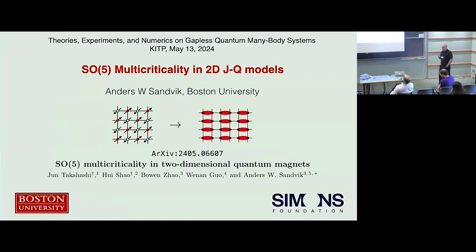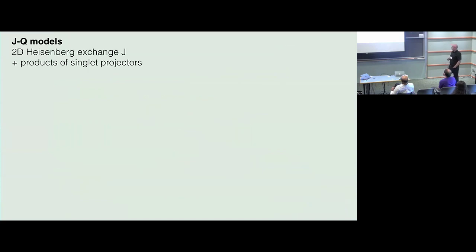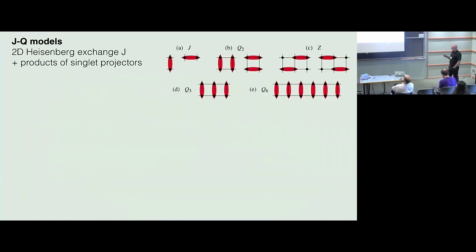Okay, so this is actually a very long paper, so today I'm just giving you a broad overview of the main parts, and if you want details, you can look at the paper. So John already introduced the JQ model. In his case, he introduced the JQ2 model, which is combining the Heisenberg exchange, which is just a singlet projector of two spins, with this Q term where we take products of two singlet projectors. But we can do more singlet projectors.